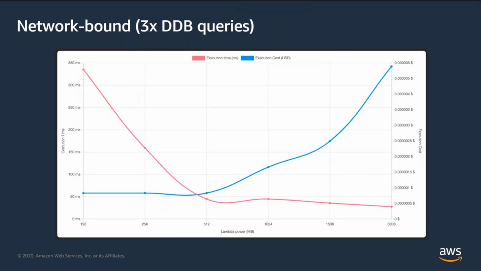In this network-bound function, this makes 3 DynamoDB queries. Now until 512 megabytes, cost decreases, then it starts to increase at 1 gigabyte. This is because the execution speed is under 100 milliseconds, and billing is always rounded up to the nearest 100 milliseconds. So performance gets much better at 3 gigabytes, which is 60% faster, but it's 6 times more expensive. So in this case, 512 megabytes is a good trade-off between cost and speed.